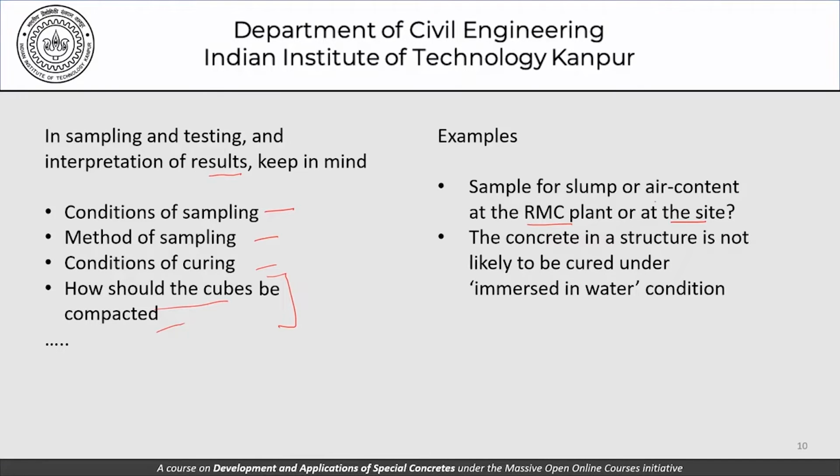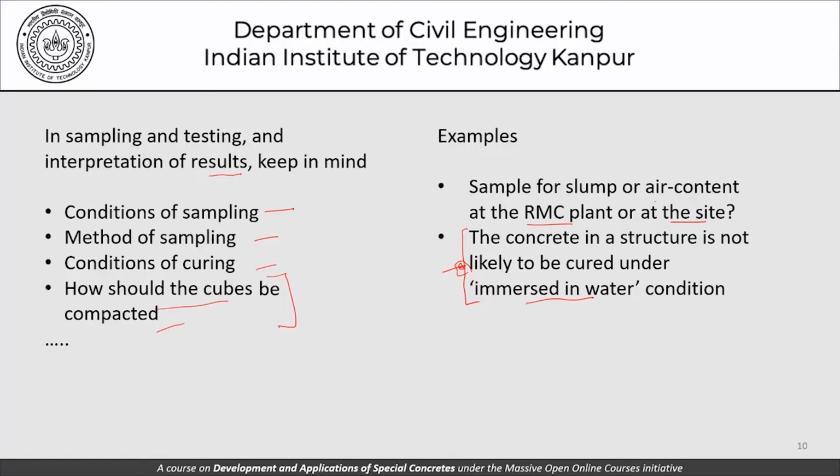All these decisions at site involve rejection of concrete, reconstruction of the structure, and that's an extremely expensive affair. It must be avoided, and it can be avoided only if we have good specifications and as many checks and balances as possible in our construction procedures. The structure is not likely to be cured under immersed in water conditions, and therefore we understand that. So this part we clearly understand and we know how to handle it. But there are so many other things, as we will see in the discussion today, that need to be accounted for in our sampling process.